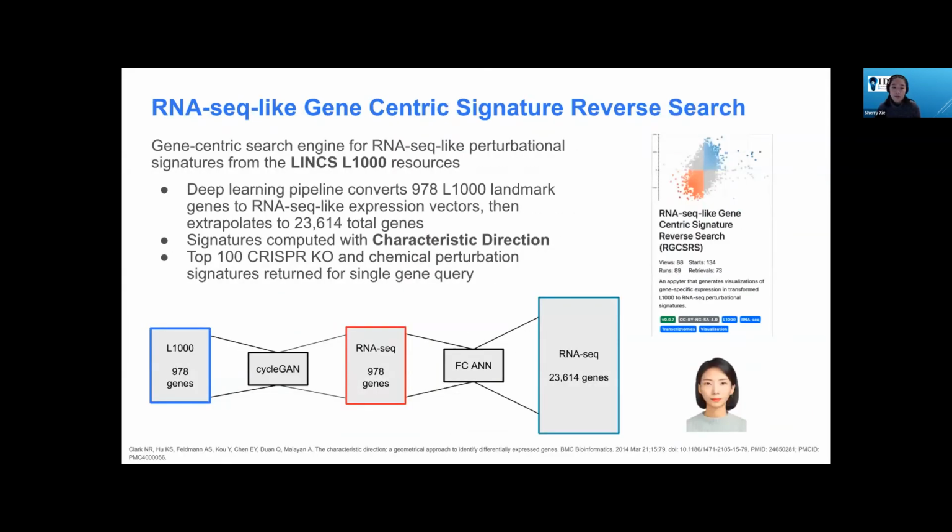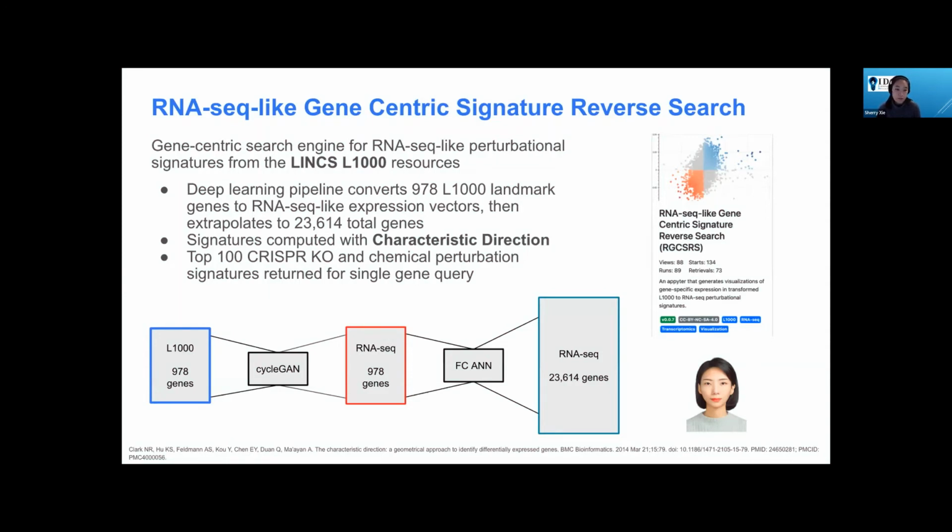Then finally, we have the RNA-seq-like signature reverse search Appyter, which allows single gene queries against RNA-seq-like perturbational signatures derived from the LINCS L1000 datasets. These signatures were transformed from L1000 expression vectors to RNA-seq-like expression vectors using a deep learning pipeline developed by Dr. Minji Jeon in our lab.